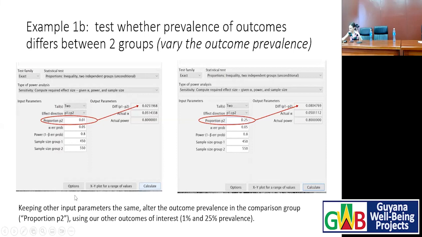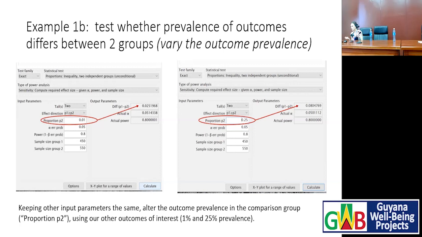Okay, so now, continuing on with the same example where we've been testing whether the prevalence of outcome differs between two different groups, the exposed and the unexposed groups. But remember that we were saying at the beginning, we were interested in testing a few different possible outcomes. So we just looked at one where we were assuming it was about 10% prevalence.